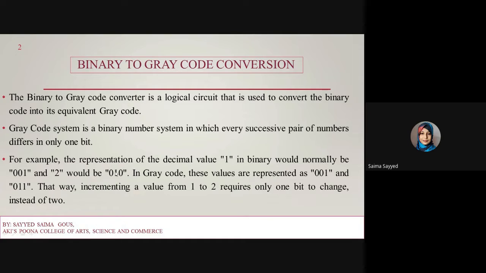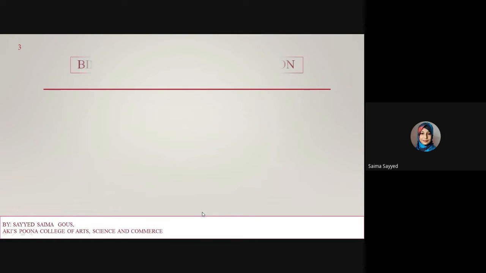The representation of decimal value 1 in binary will be 001, and 2 will be 010. But in gray code, the representation of 1 and 2 is 001 and 011. That way, incrementing a value from 1 to 2 requires only one bit to change instead of two. So here only one bit is changing instead of two. This is called the gray code equivalent.